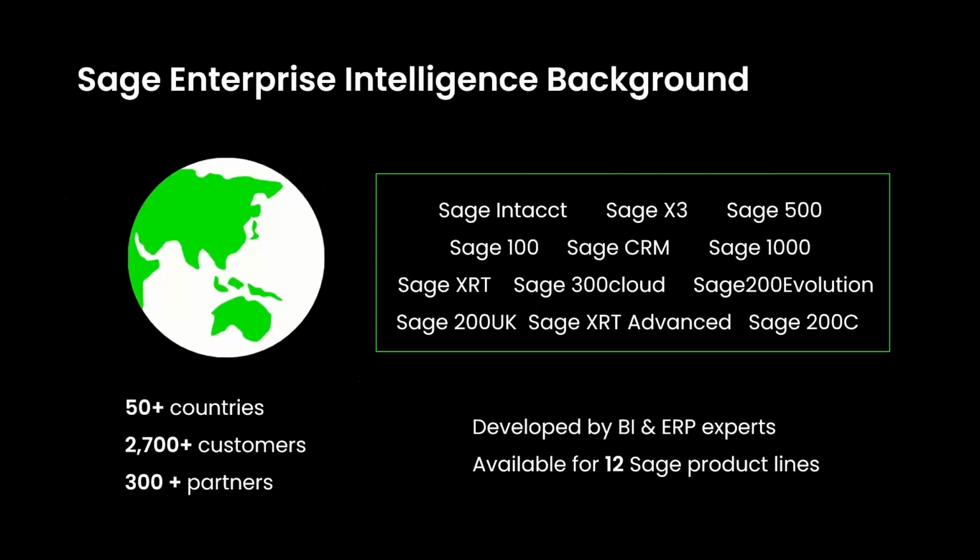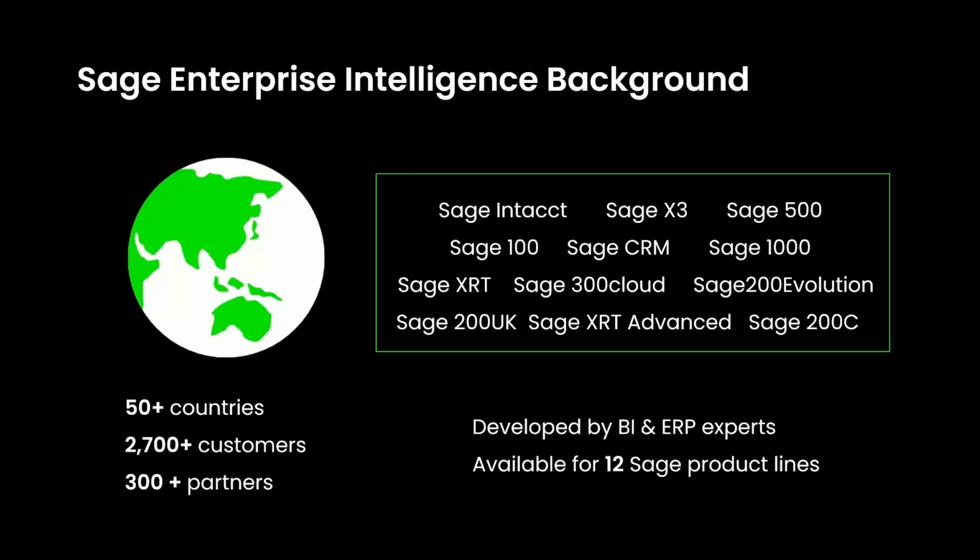Jumping into Sage Enterprise Intelligence, a very quick background as to who we are. We are, of course, a business intelligence solution that enables organizations to analyze and report on data. We've been an OEM solution with Sage for over 10 years, so Sage did rebrand our Nectari solution under the Sage name. We are available in many different countries, and for many different product lines as well.